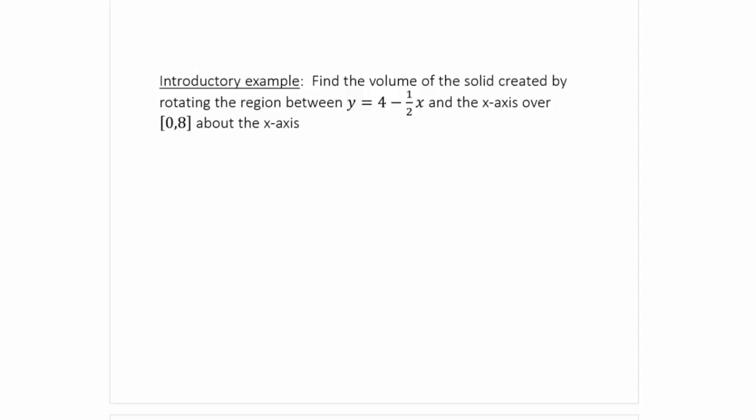Alright, so for our first example, let's find the volume of the solid created by rotating the region between y equals 4 minus 1/2 x and the x-axis over 0, 8 about the x-axis. First thing I'm going to do is draw it. What are we talking about here? Well, the region y equals 4 minus 1/2 x. Hey, that's a line. Alright, so let me draw a line.